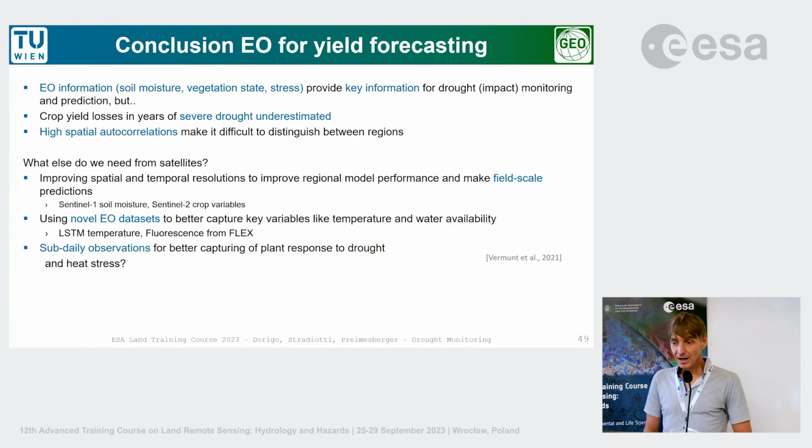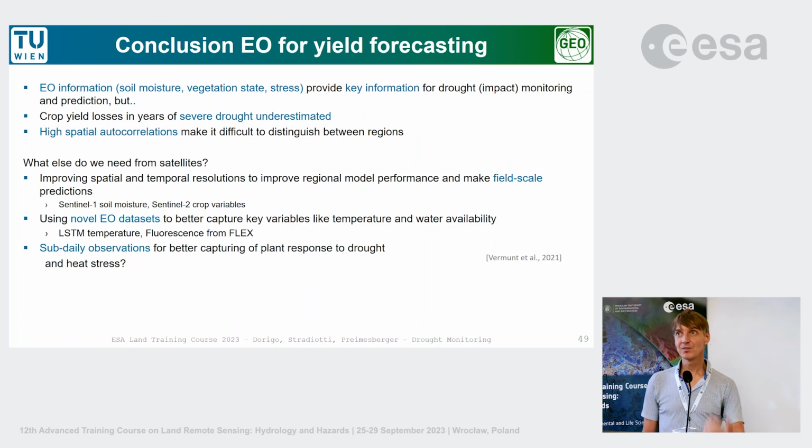So to conclude, Earth observation information provides very important information for drought monitoring. But we still need to work on how to predict crop yield losses in years of severe drought, because we're still not able to properly assess and predict the impacts. And of course we need to go down with the resolution, because this was at the NUTS 3 level, but we would like to know what's happening at the field scale, for example. And we didn't include any of the Sentinel-1 products or Sentinel-2 optical data or Sentinel-3 thermal data.